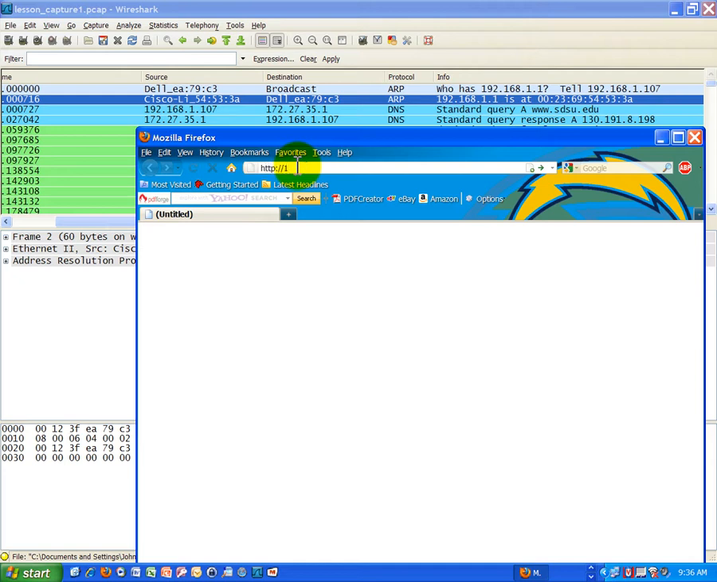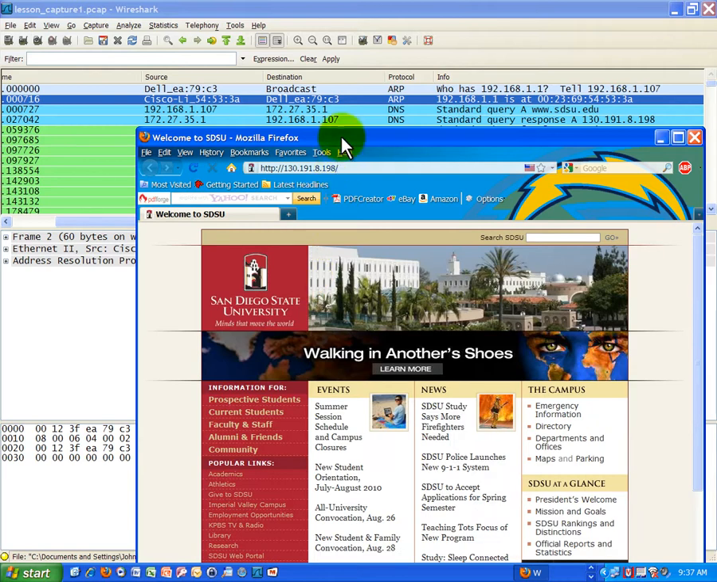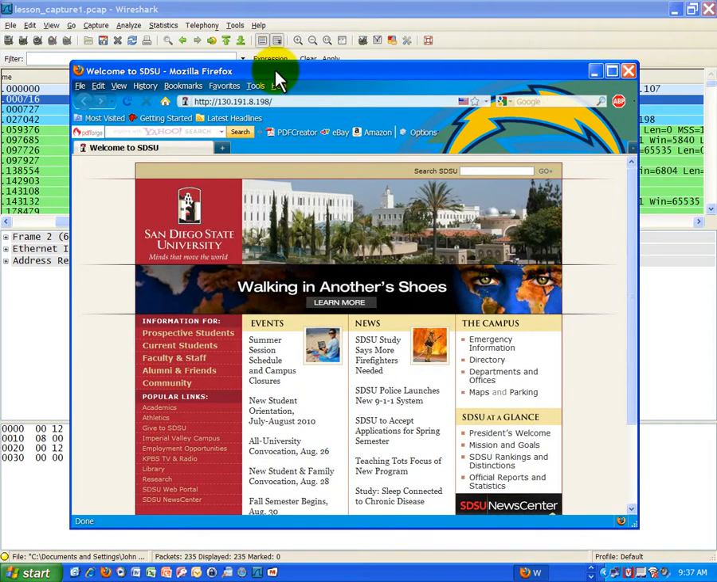HTTP 130.191.8.198. So I'm just typing the same address I'm seeing here in the standard query response for DNS. And let's see what happens. And there it is. See? I got the San Diego State University website because DNS provided me that IP address out of its database, and now my computer's learned it, and now I can connect to it.